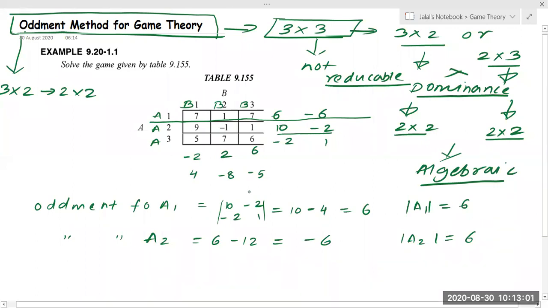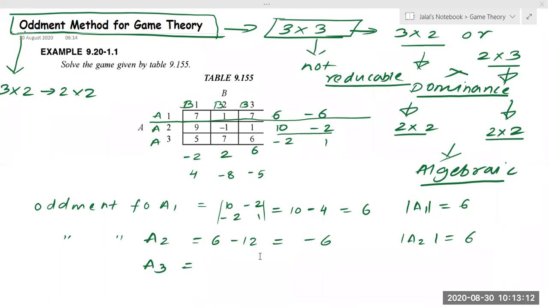Now similarly we will find the augment for A3. I think someone can help me out. Can anyone help me out? What will be the augment for A3? Minus 12, right?